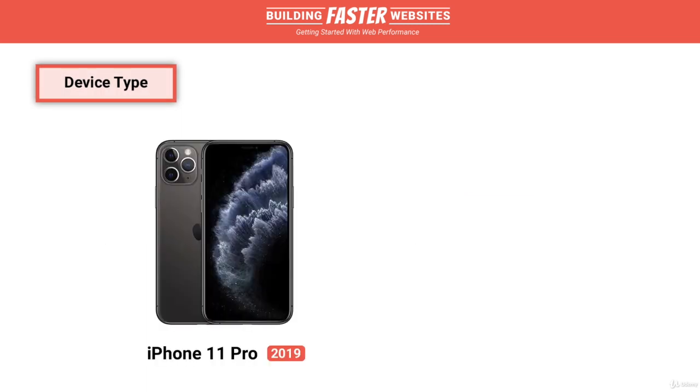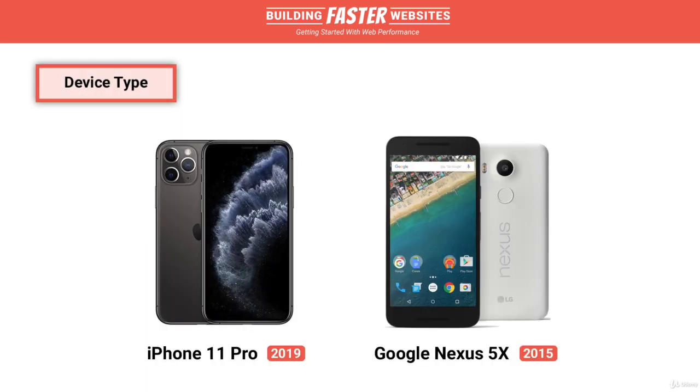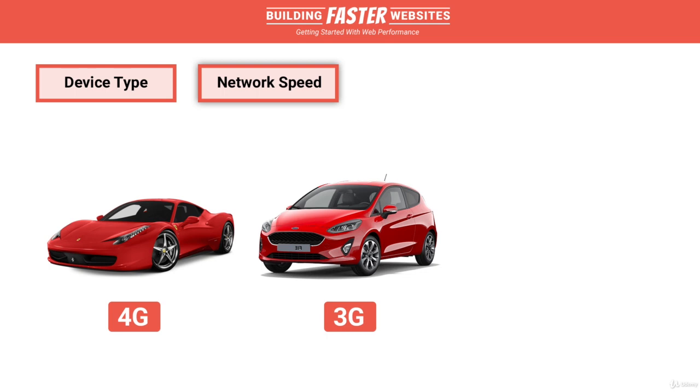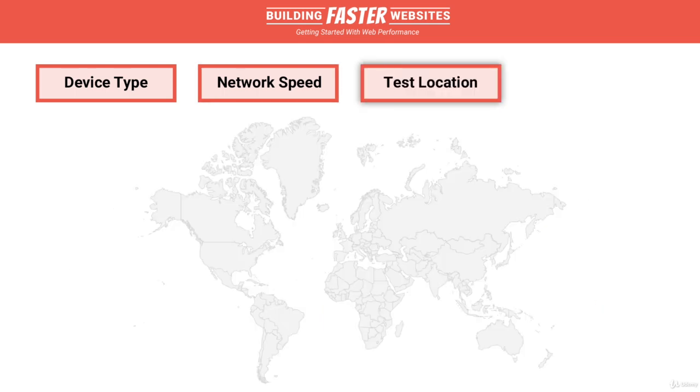The latest iPhone? Older devices maybe? What network speed should we use? 4G? 3G? 2G? Where should we test from? If our website is sat on a server in London, but we're targeting users in South Africa, that's going to affect server connection times, for instance.